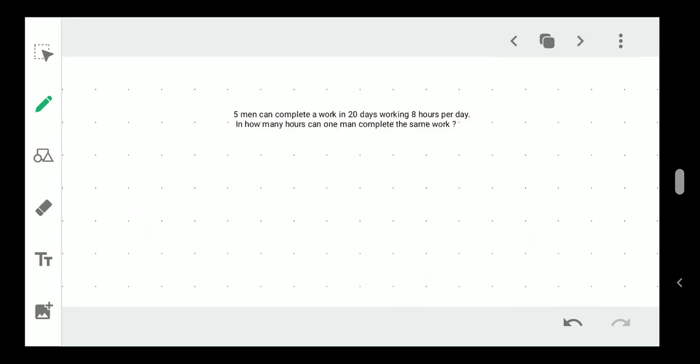5 men can complete a work in 20 days, working 8 hours per day. In how many hours can one man complete the same work? So you can see here that 5 men can complete a work in 20 days. So we are now splitting the question.